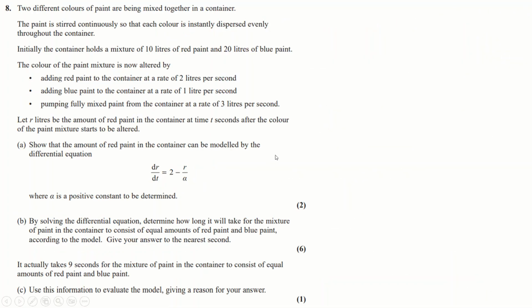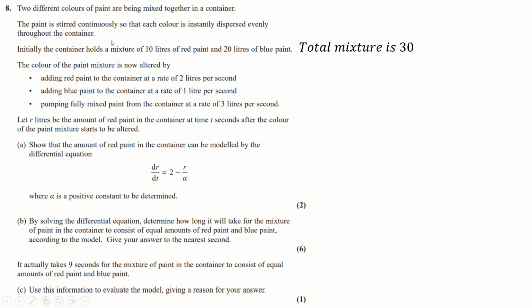Question number 8 is another differential equations thing. We start with explaining where this comes from. So the container holds 10 and 20 liters. That's 30 liters initially. It gains 2 liters of red, loses 1 liter of blue. So it gains 3 liters per second, but then also loses 3 liters per second. So the volume is fixed at 30 all the time. The volume of paint is 30.